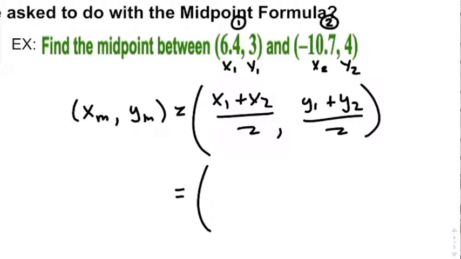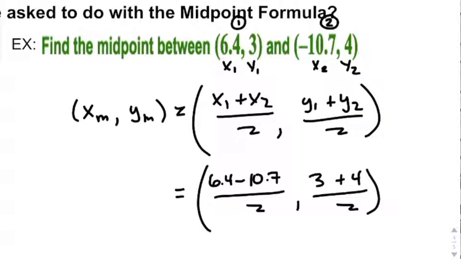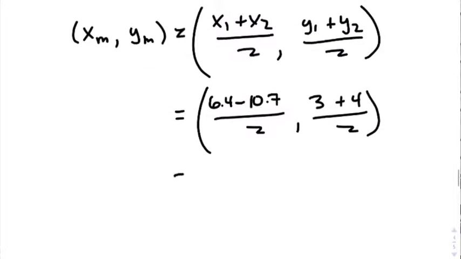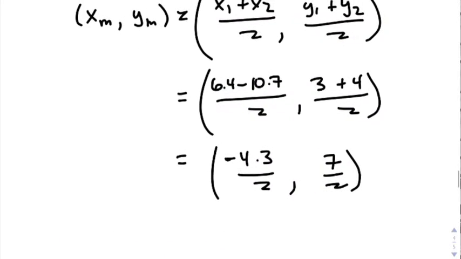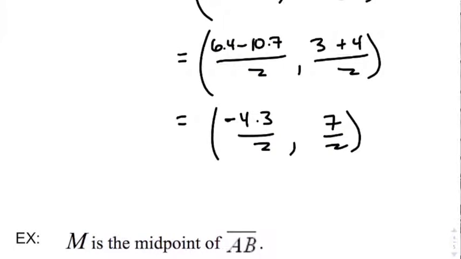Okay, so here we have 6.4, and we'll subtract off 10.7. For the y's, we'll have 3, and then we'll add 4 to it, all over 2. We can grab a calculator, or maybe we can do this in our head. This looks like it's going to be -4.3 over 2. So 3 plus 4 is 7 over 2. Because part of this is in decimals, we probably want to express the whole thing in terms of decimals, so let's go ahead and grab our calculator.